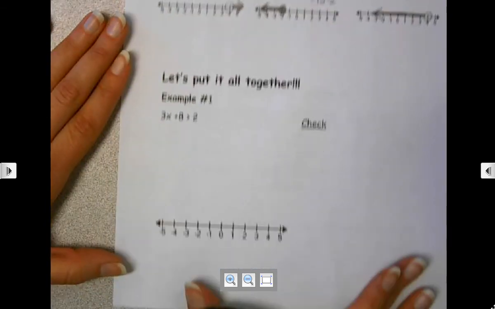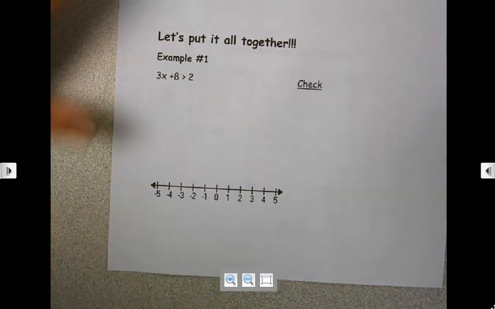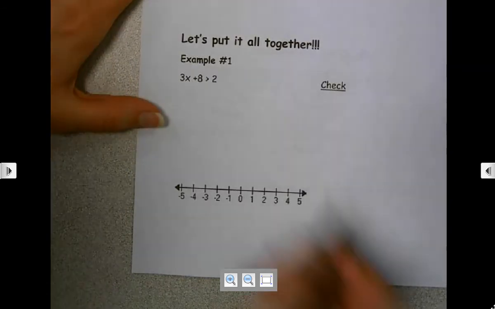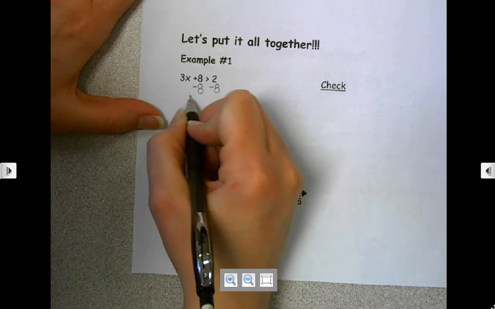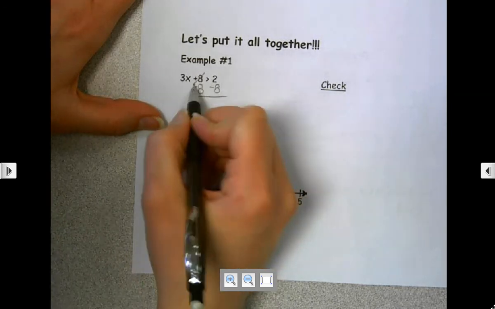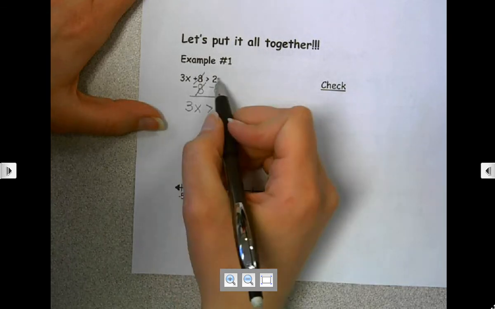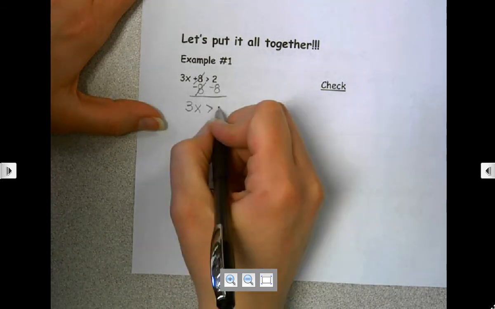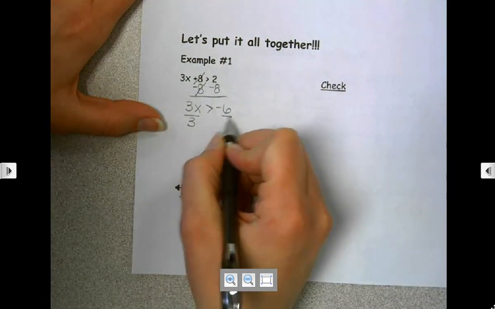All right, let's put it all together. Let's solve, check, and graph our inequality. Our first step is going to be subtracting 8. We want to do the inverse of adding 8. We're left with 3x greater than 2 minus 8, which is -6. Okay, we're going to divide both sides by 3.